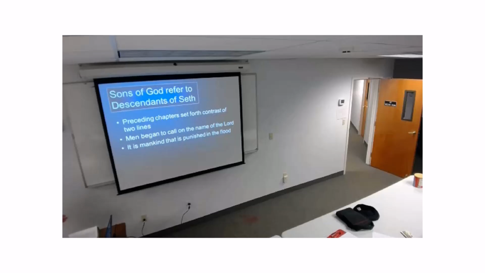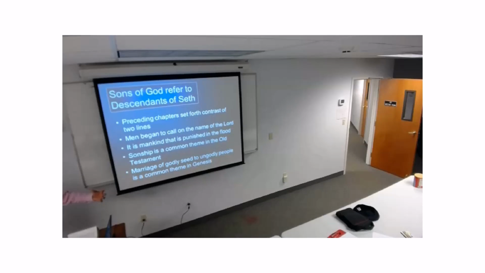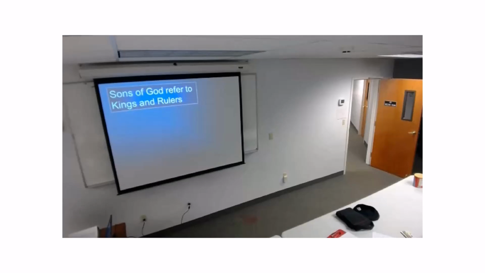And sonship is a common theme in the Old Testament. So you have Israel is my son. You have men who are called sons of God in that sense. And the marriage of the godly and the ungodly is another theme in the book of Genesis. Especially in Abraham and then with Israel, you will see how these people of God are meant to not mingle with the ungodly and thereby follow the false gods that they were worshiping. That's another theme. So these are all the arguments for this referring to the descendants of Seth.